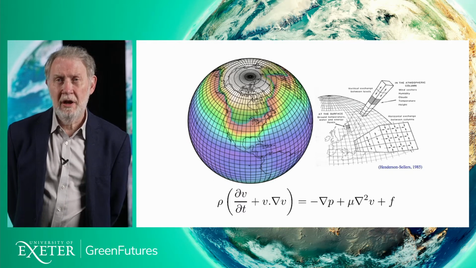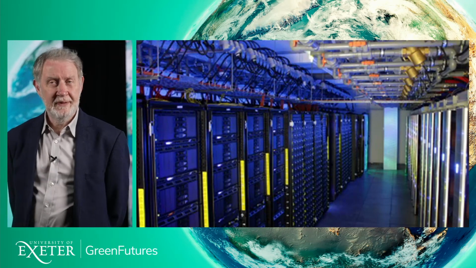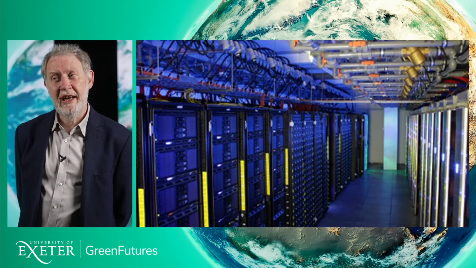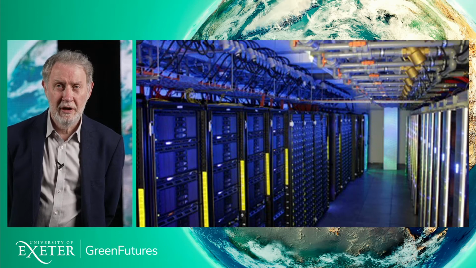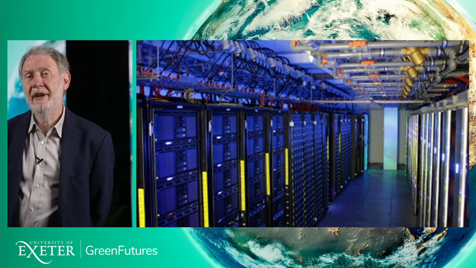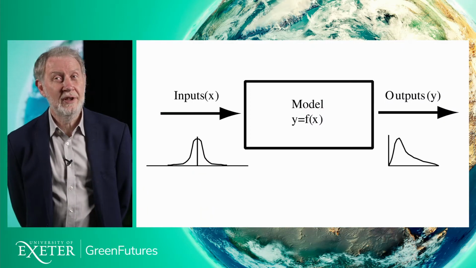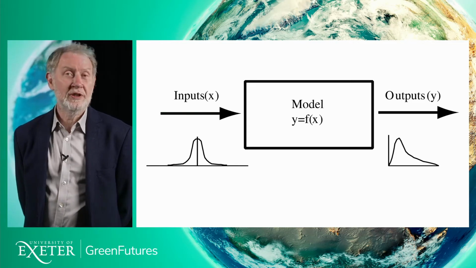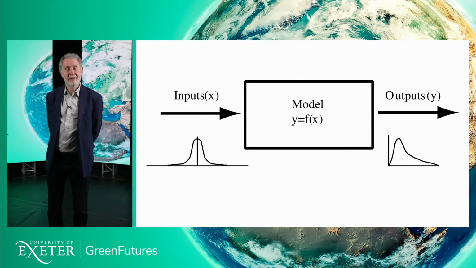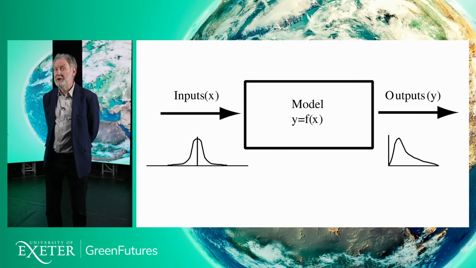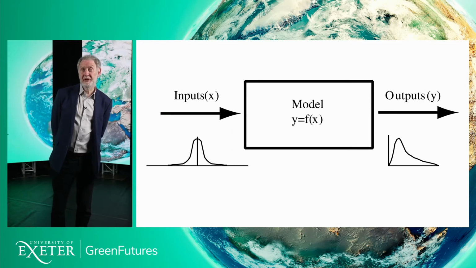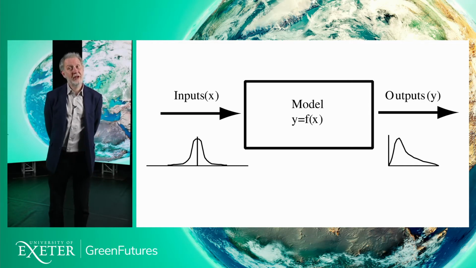Those models are very expensive to run. They need the biggest computers in the world, and they will take hours for a single run. Now that means that we cannot afford to do a lot of runs. Now those models are deterministic. If you run them twice with the same inputs, you get the same outputs. But we're never sure about the inputs. There's uncertainty on those inputs, and that gives us uncertainty on the outputs.